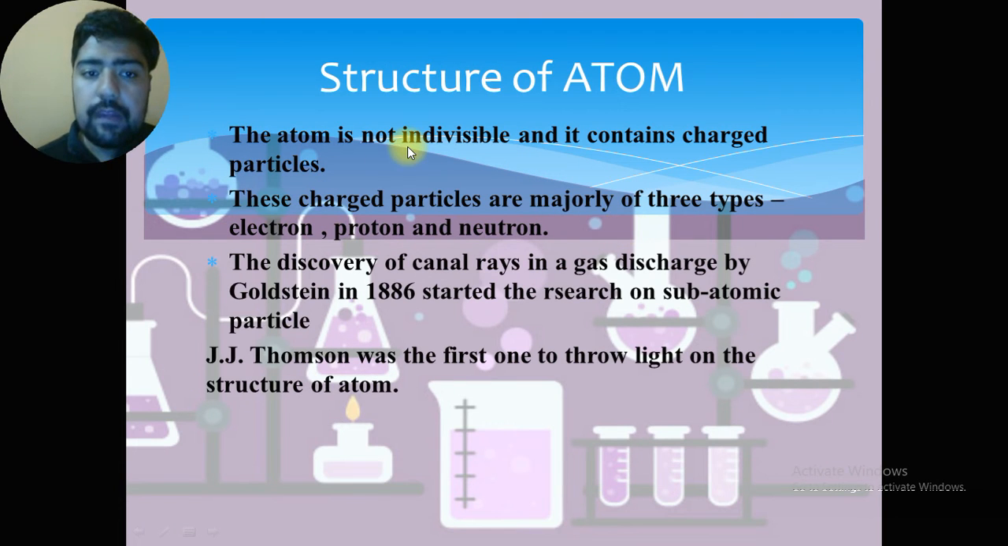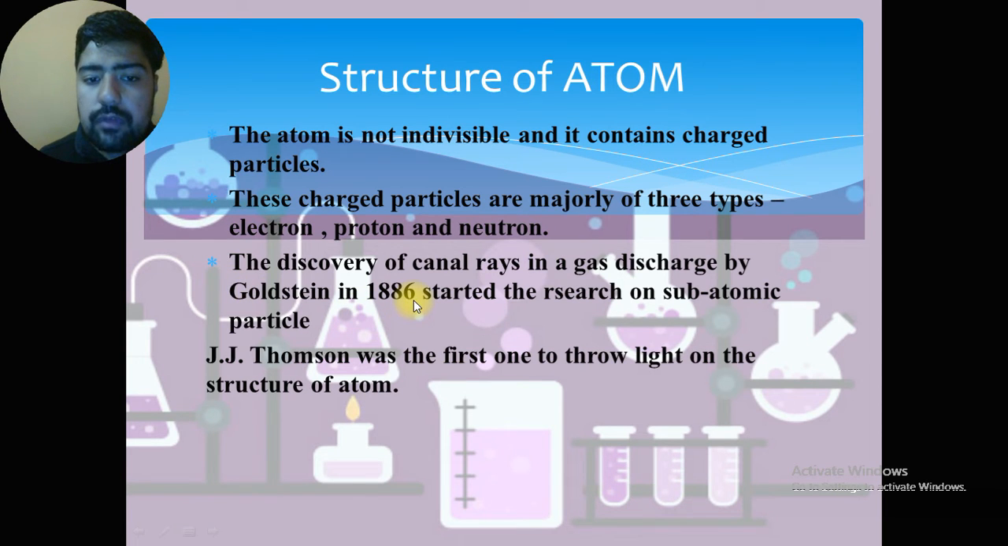Now, the structure of the atom. Up till now, what we have discussed is that the atom is not indivisible and it contains charged particles. Later on we came to know that the atom is divisible, and it also contains charged particles. These charged particles are majorly of three types: electron, proton, and neutron.